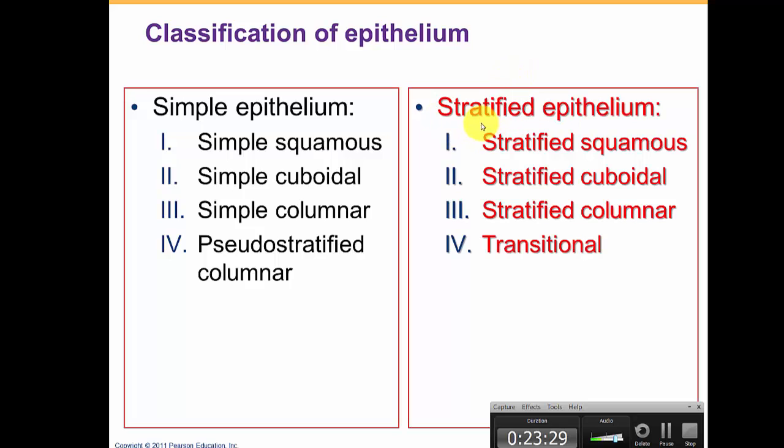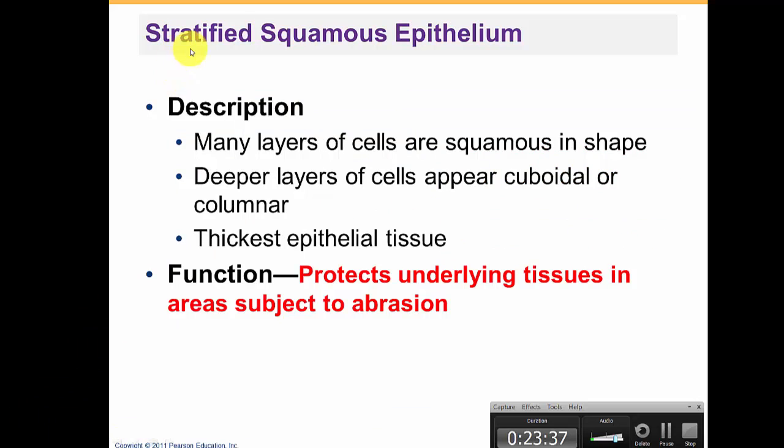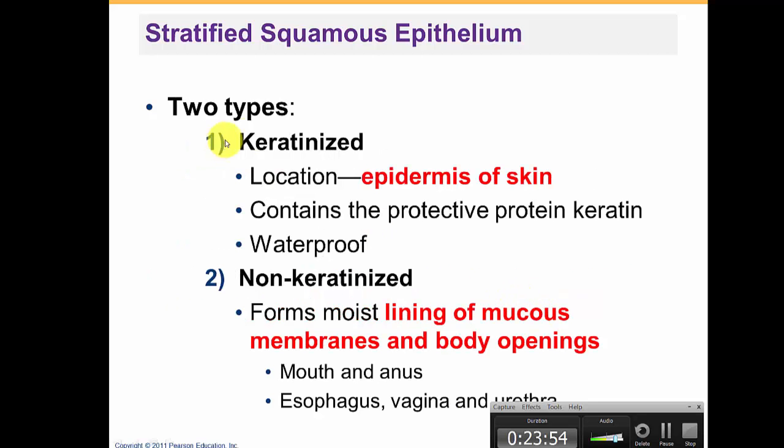The next type is going to be our stratified epithelium, for example stratified squamous epithelium. And why do we need this type? Well, we need many layers. And why do we need many layers? We need many layers in places that require protection. So we have two types. We have a type that is keratinized, and we have a non-keratinized type. So what is keratin? Keratin is basically a layer of secretions that is made by skin cells.